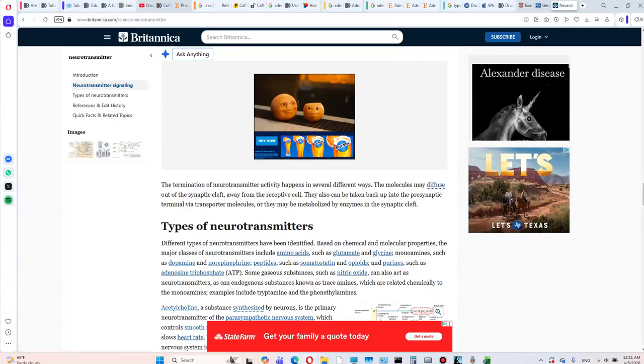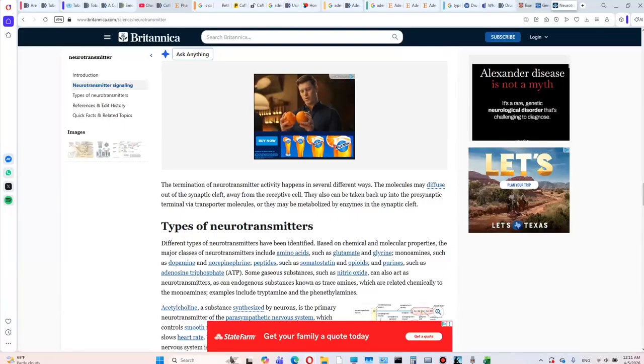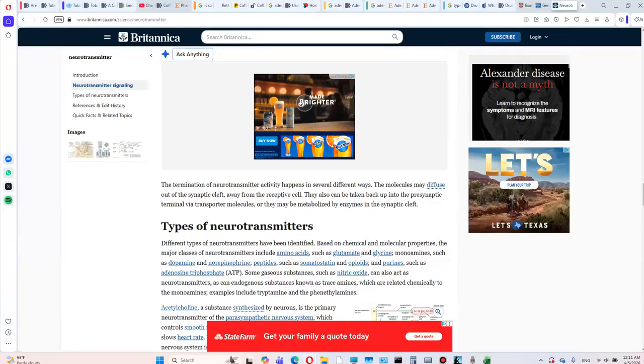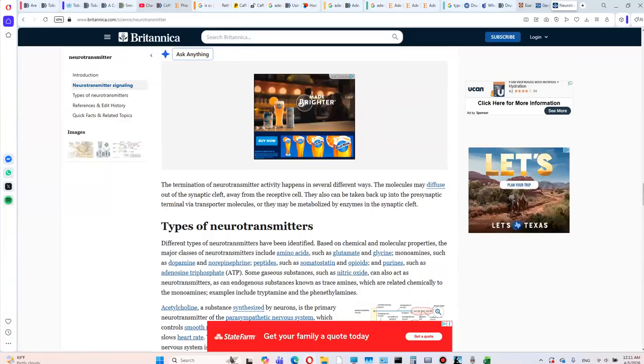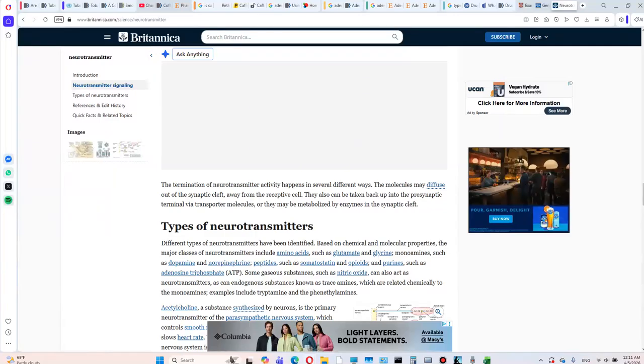The termination of neurotransmitter activity happens in several different ways. The molecules may diffuse out of the synaptic cleft away from the receptive cell. They also can be taken back up into the presynaptic terminal via transporter molecules, or they may be metabolized by enzymes in the synaptic cleft.